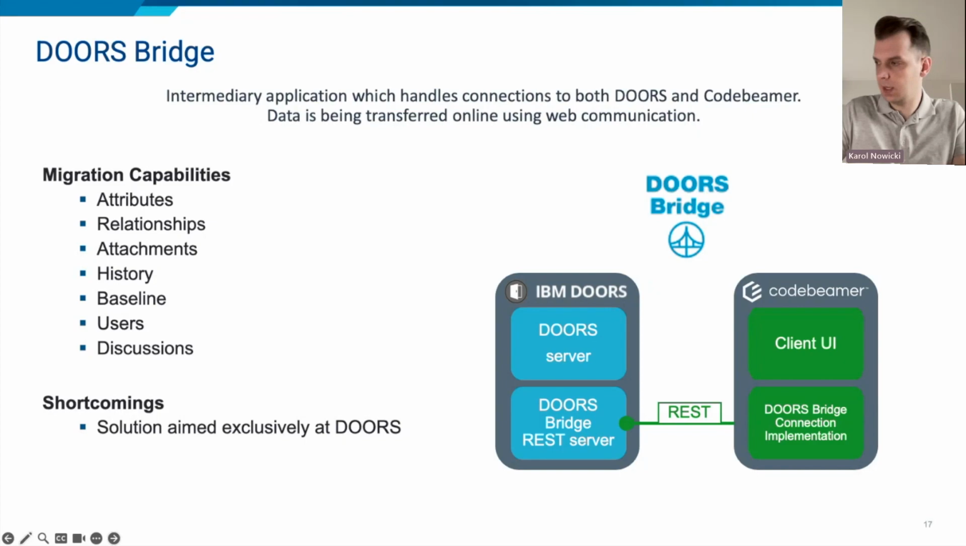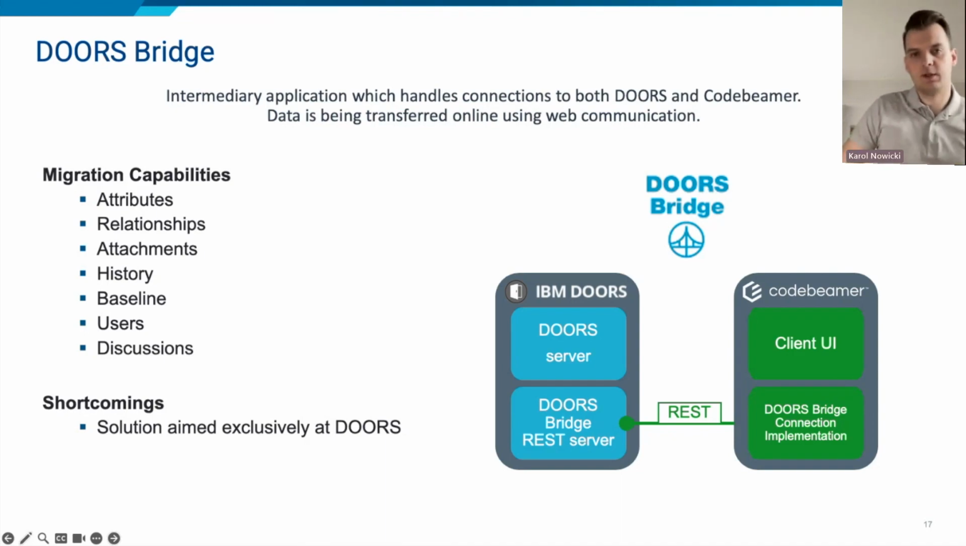And the second part, on the diagram shown on the right, is built into the Codebeamer server, and it's responsible for all the REST features. It provides a user interface to configure the connection to Doors via REST API, but also manages settings and performs the migration itself.